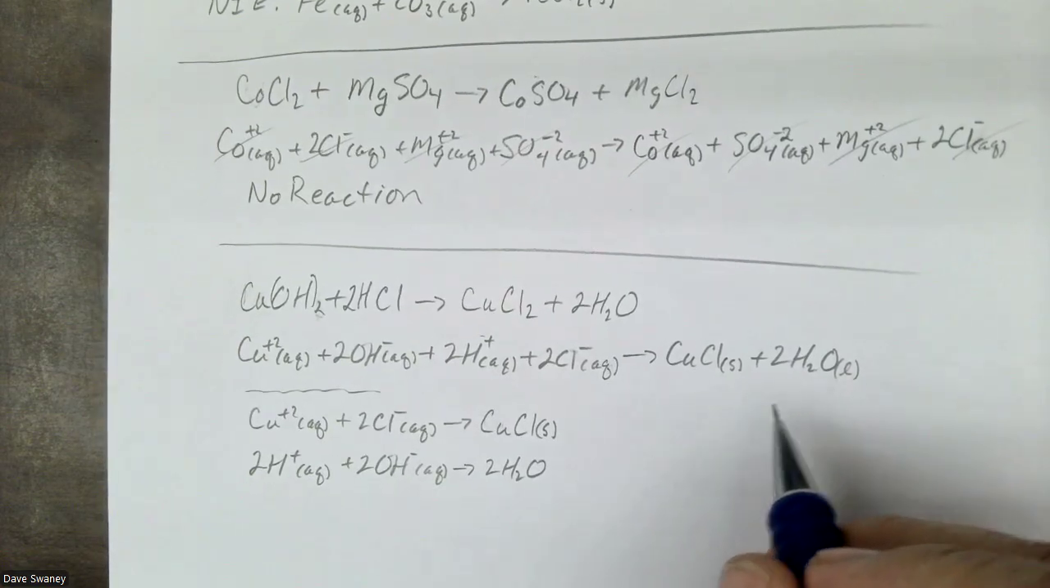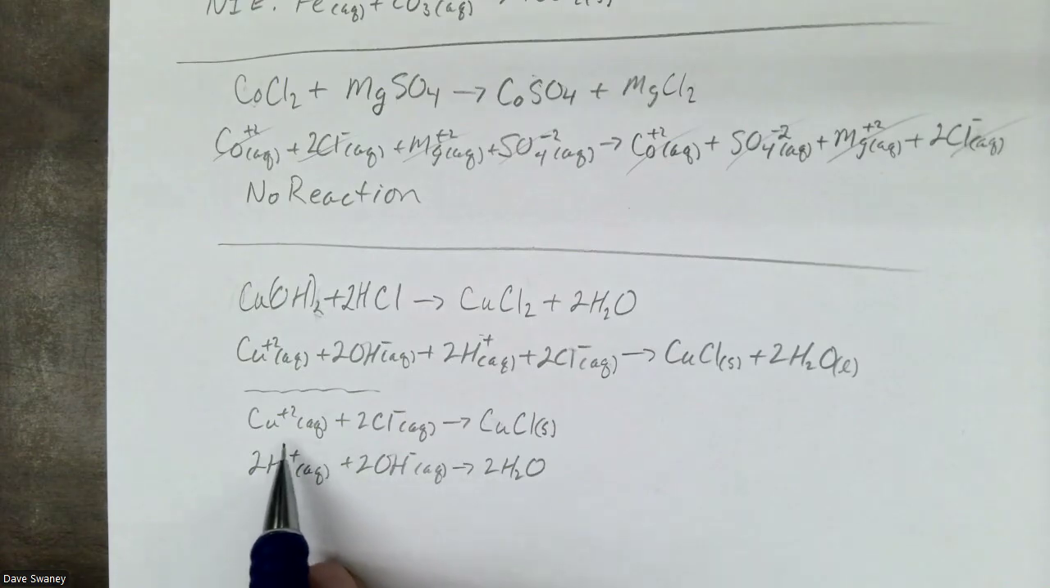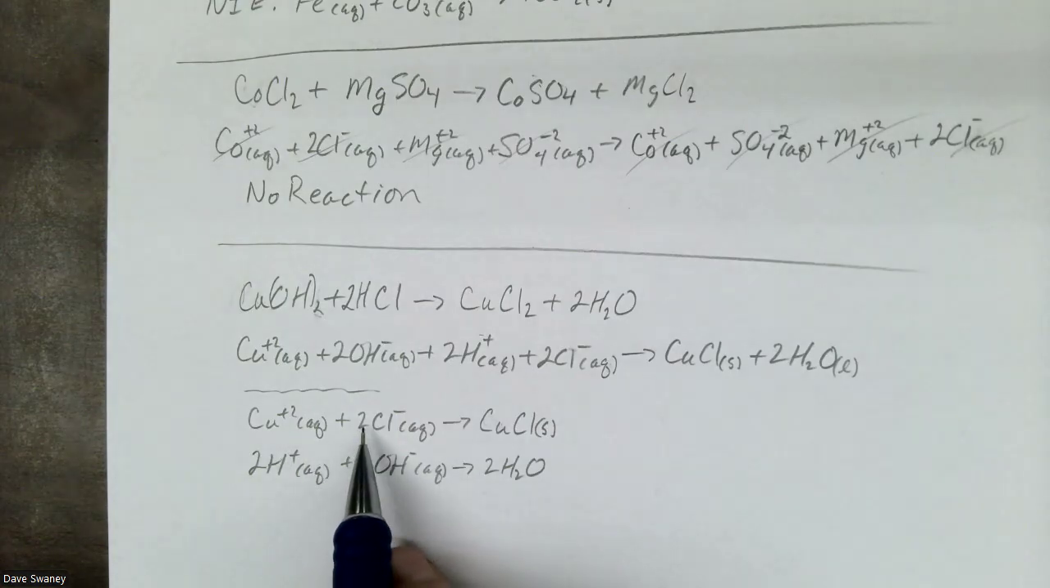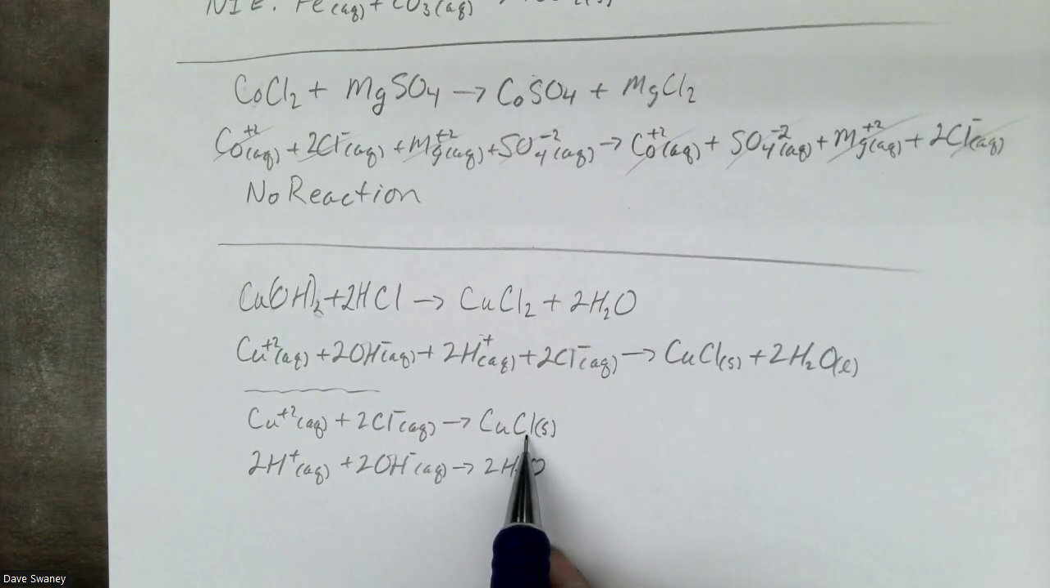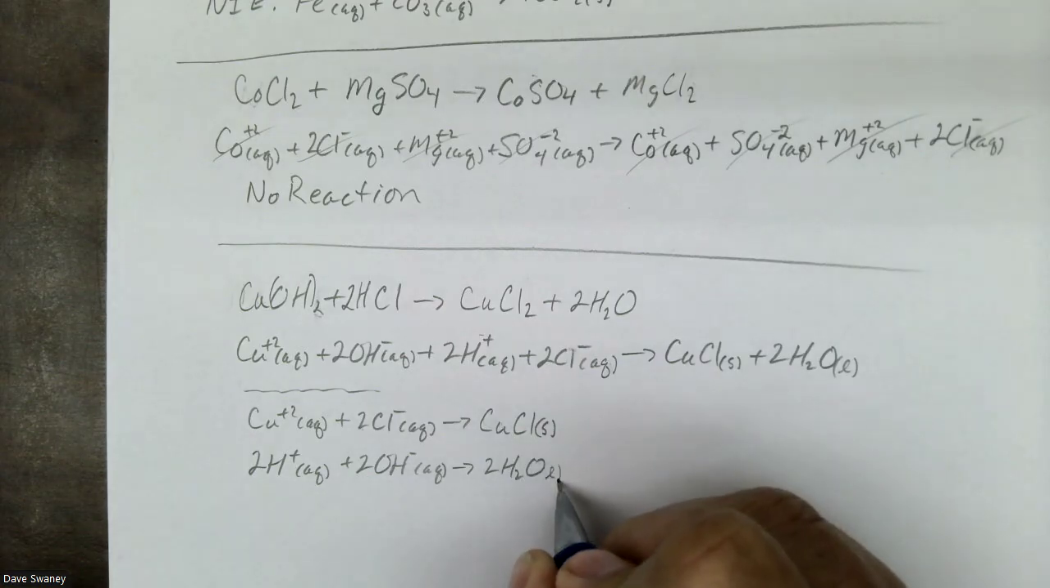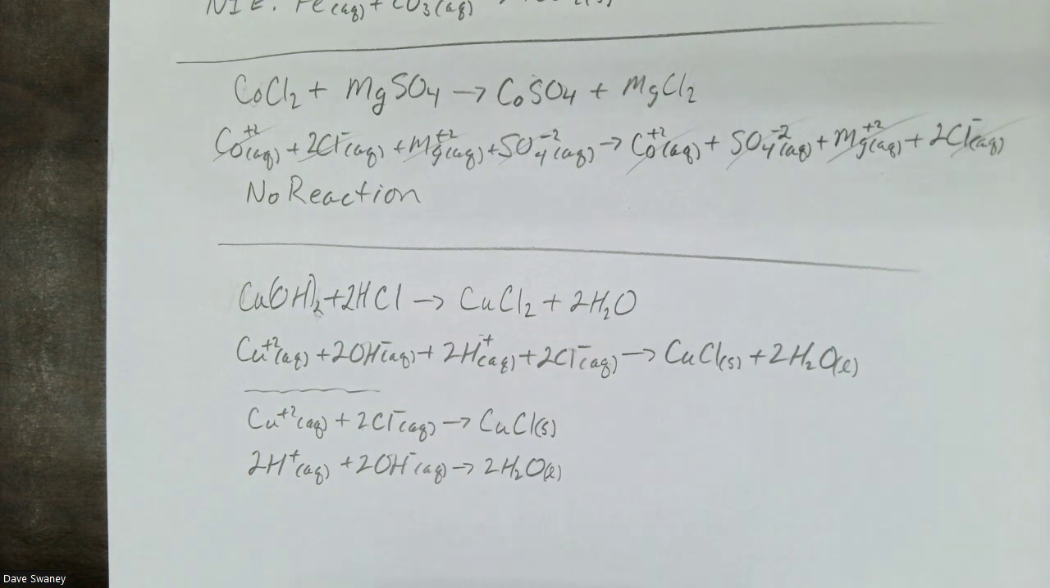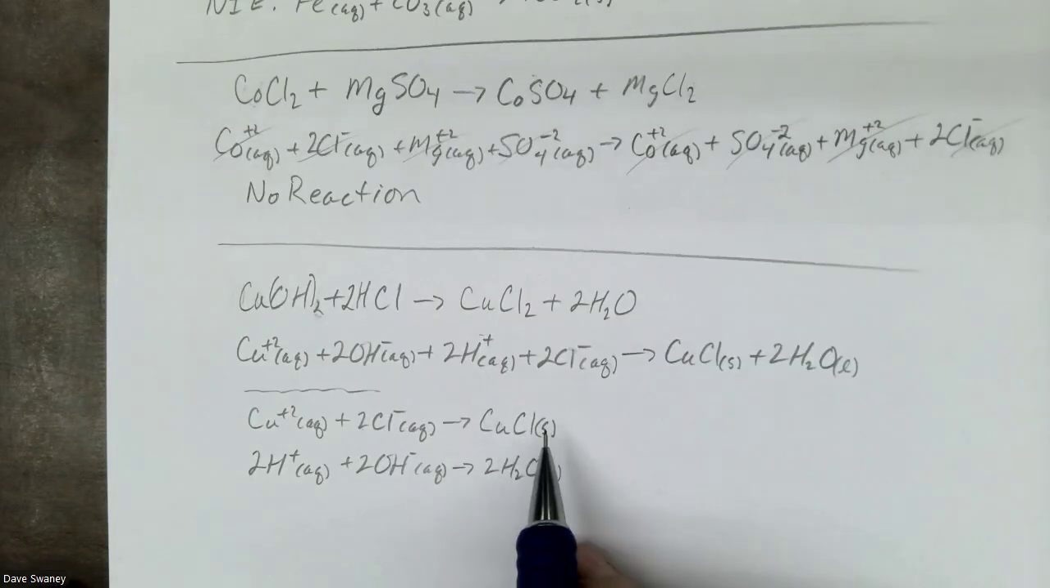So what we have then is two net ionic equations because these two met and fell in love and made a beautiful solid. And these two met and made water, and I forgot the little L. There we go. So when they're dissolved, we put the charges, and when they're not dissolved, we don't put the charges because the charges together add to 0.